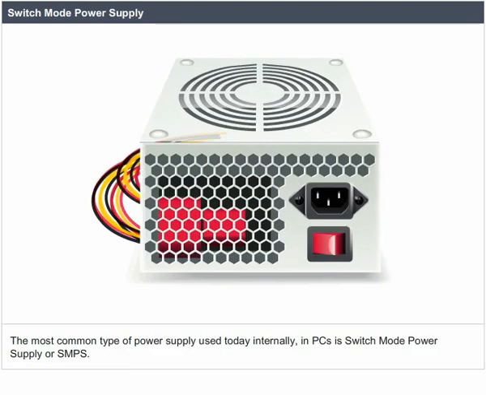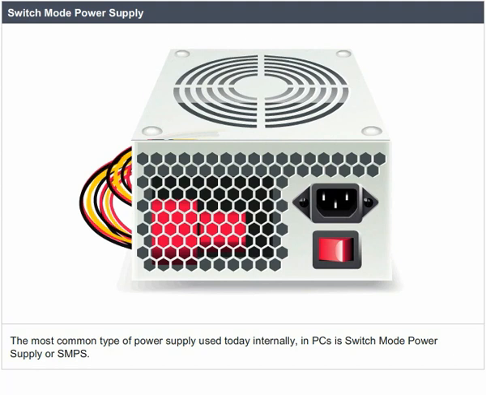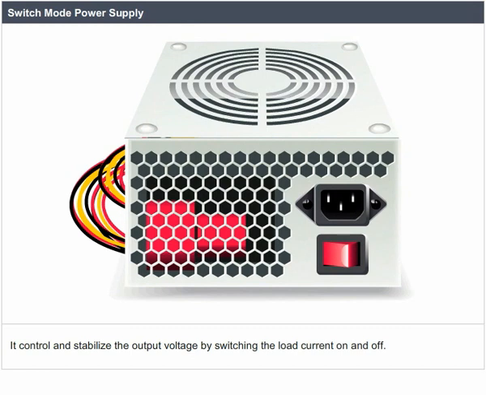Switch mode power supply. The most common type of power supply used today internally in PCs is switch mode power supply or SMPS. It controls and stabilizes the output voltage by switching the load current on and off. These power supplies offer a greater power conversion and reduce the overall power loss.